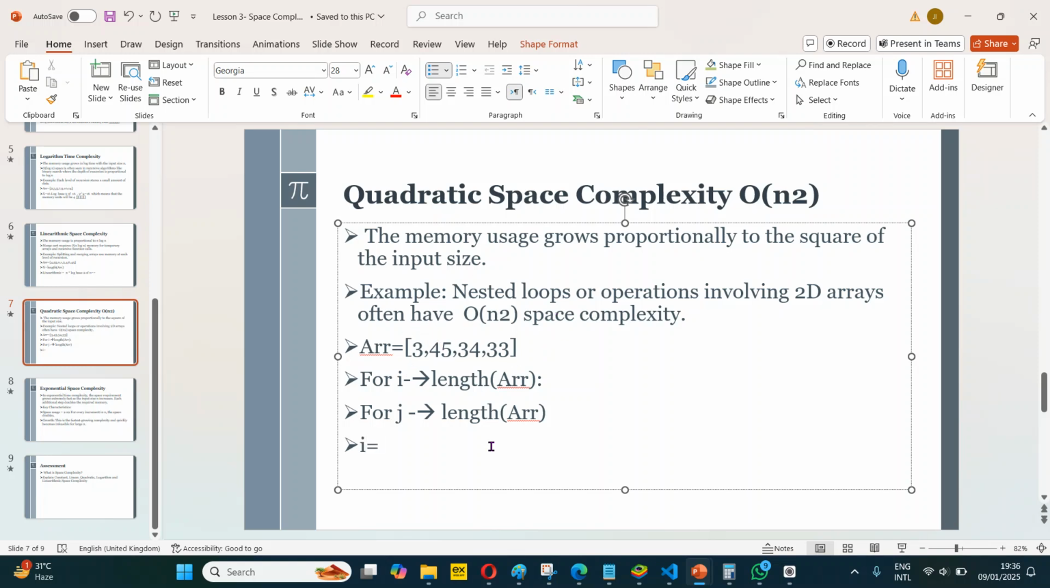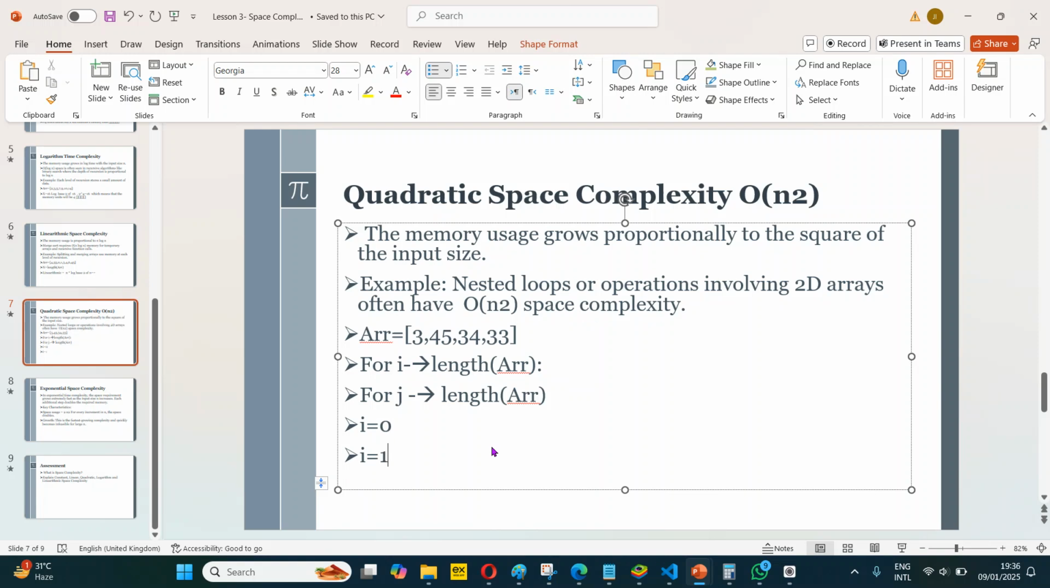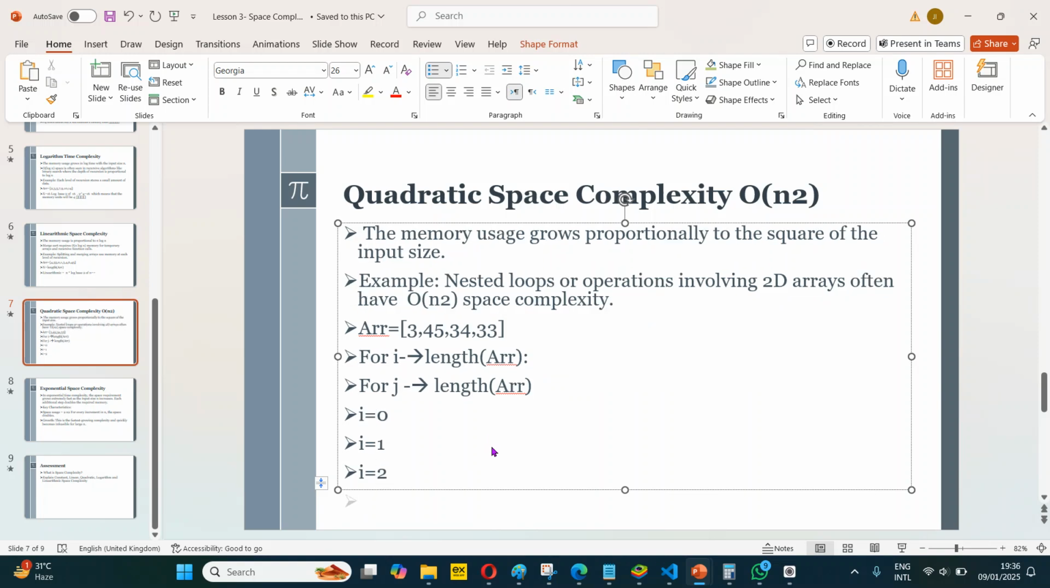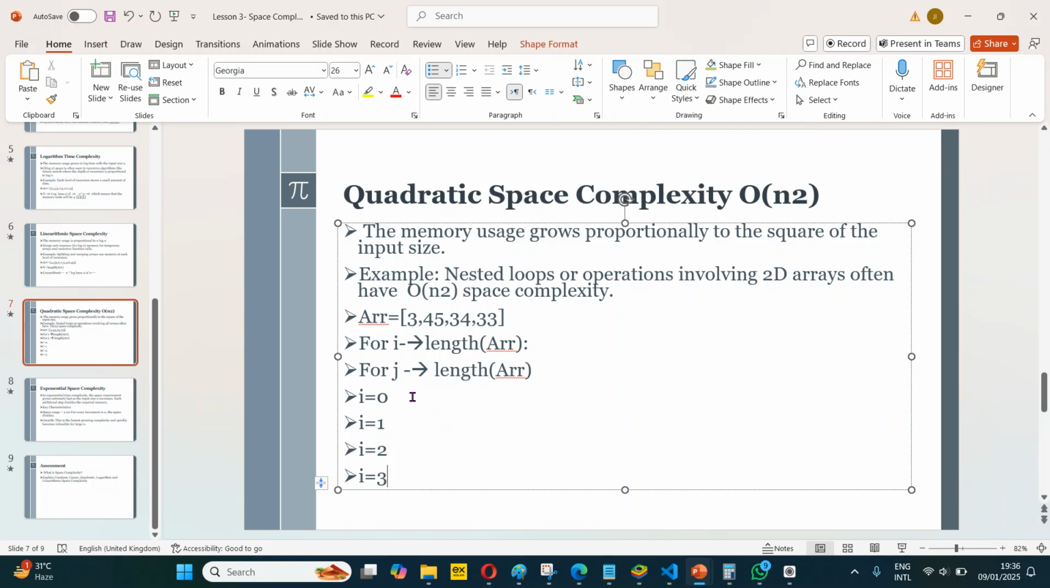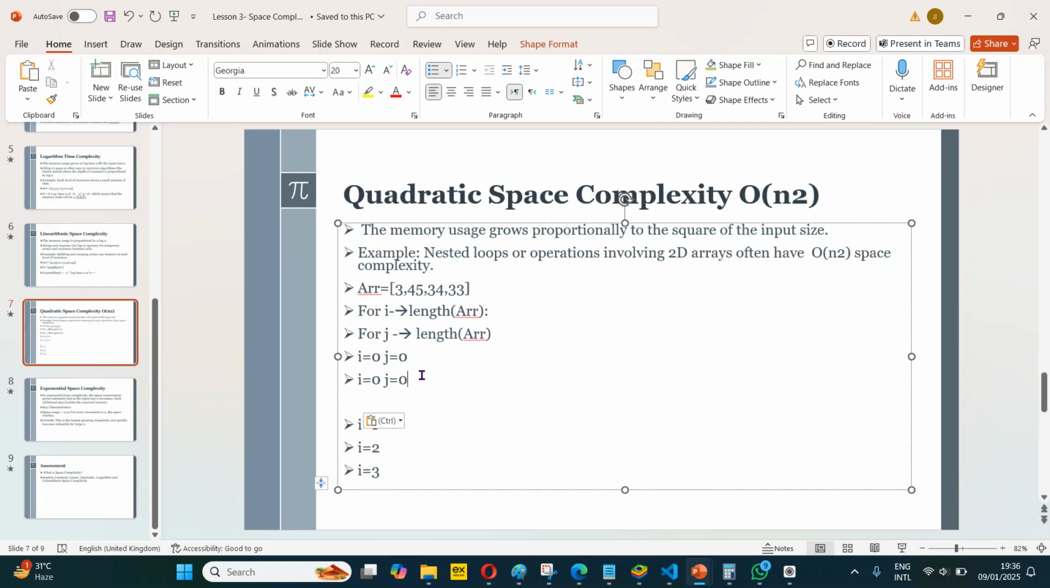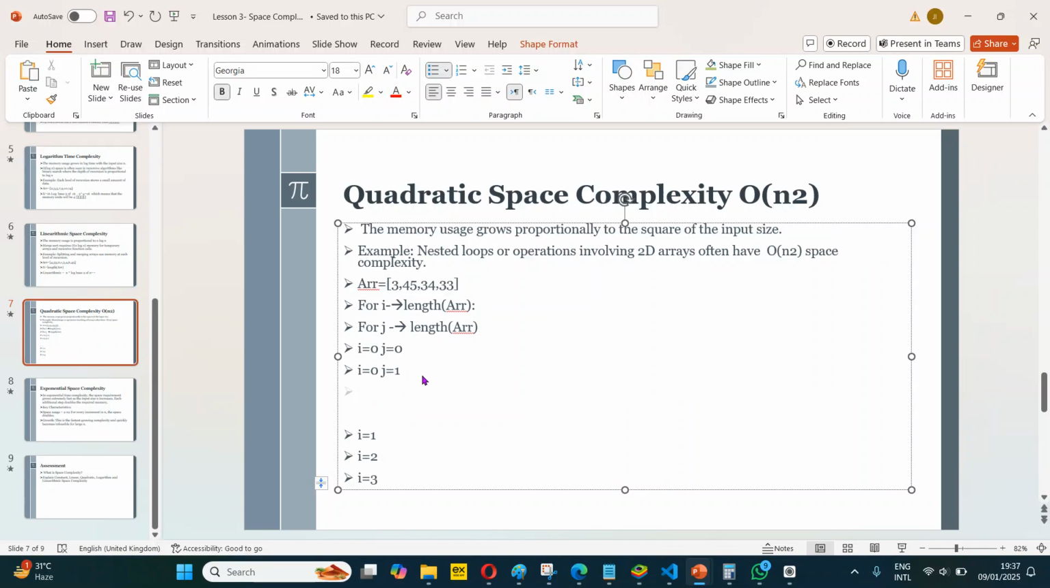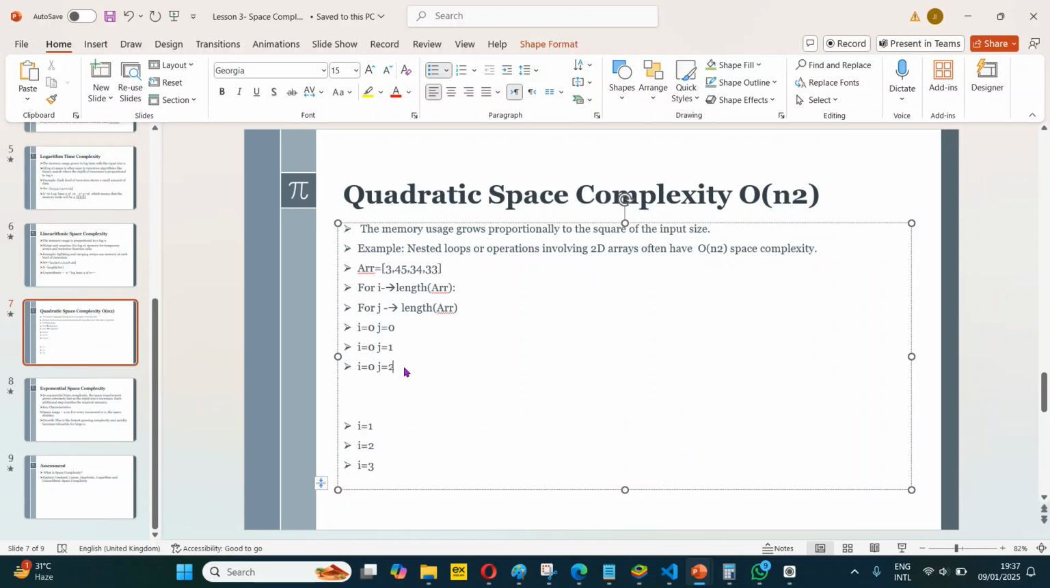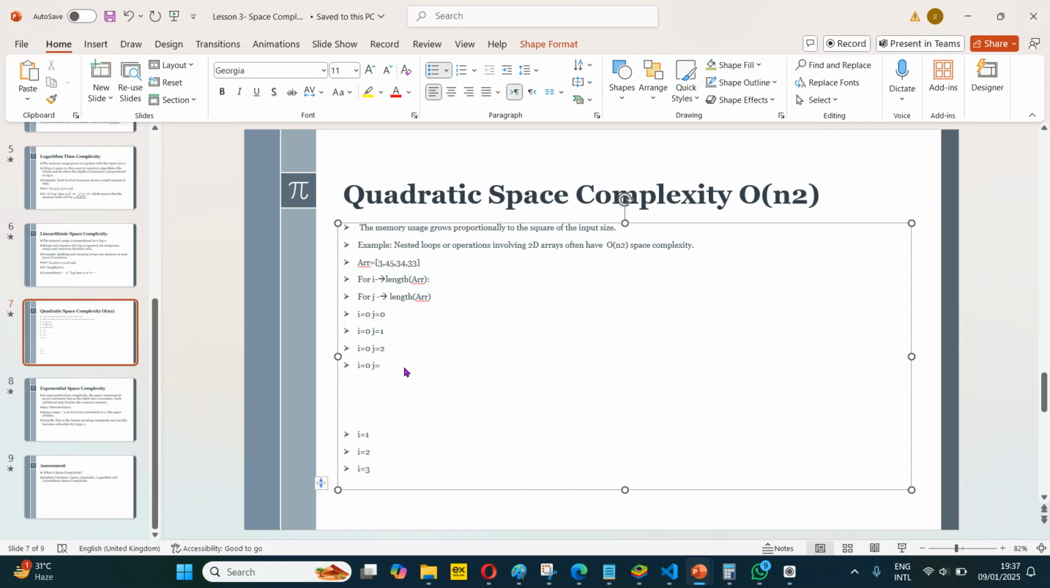For the i, it means i equals 0, i equals 1, i equals 2, and i equals 3, which is 4 times. For each i, which is the outer loop, the inner loop j will be equal to 0, 1, 2, 3. So that is how it works. j will go 4 times for each i. So you can see what happens.